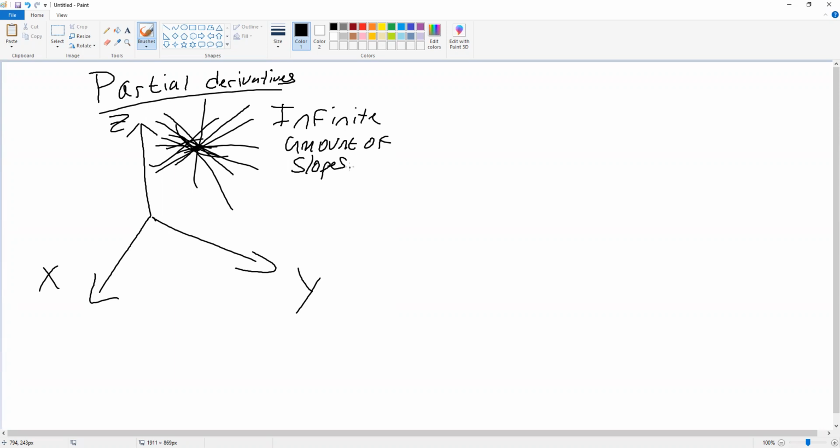So now we have an infinite amount of solutions. So what are we going to do? Well, in this case, we're going to say, okay, z, that's going to be my dependent variable. So since this is my dependent variable, I'm going to take my partial derivatives with respect to the other variables.